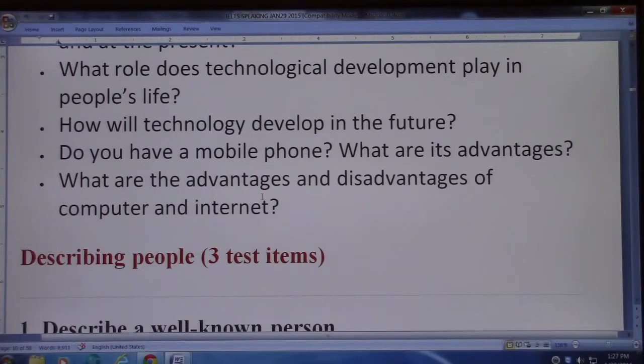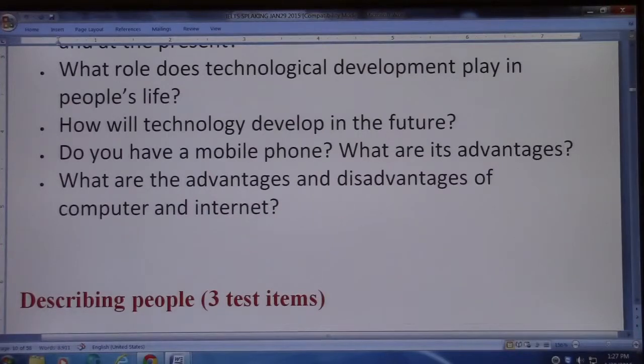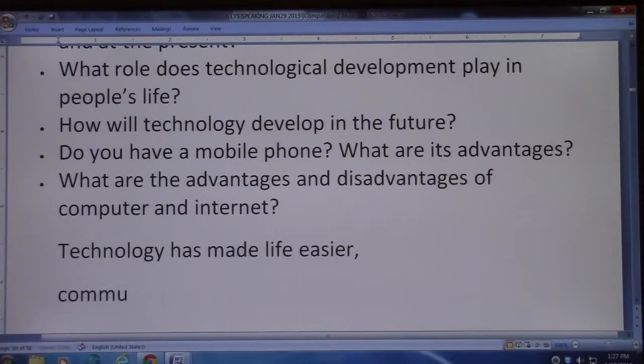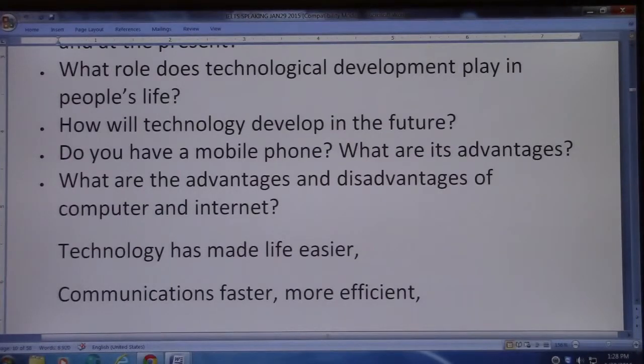So technology is something they usually ask questions about, and we need to have in mind that technology has made a lot of things, life, easier in certain aspects of it, maybe. It has made communications faster, more efficient. And of course, there are many advantages, there are also disadvantages.